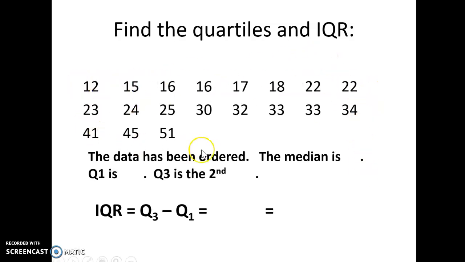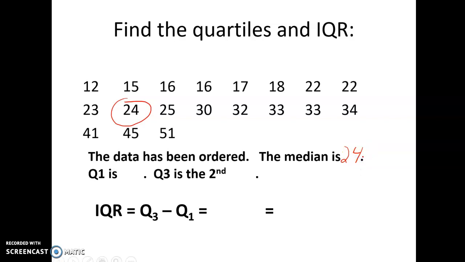The numbers have already been put in order, so that's one less thing to do. So how many numbers do we have? 2, 4, 6, 8, 16, 17, 18, 19 numbers. So where is the middle number? 1, 2, 3, 4, 5, 6, 7, 8, 9, 10. How do I know that? Because then there's 1, 2, 3, 4, 5, 6, 7, 8, 9 numbers above. So 24 is our median. So the median is 24.